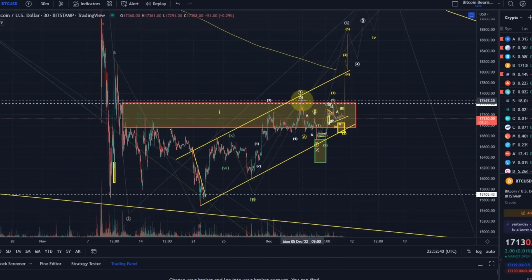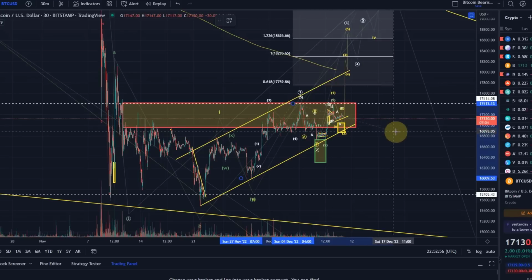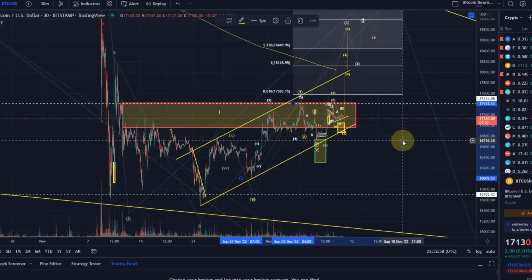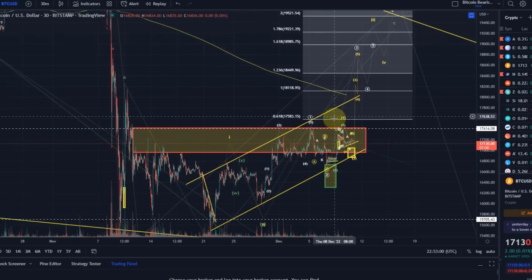So wave 1 up, wave 2 down, and wave 3 would be following. Wave 3 is most likely the most bullish wave in this uptrend. I can assume that by taking a look at the expected target. The target for wave 3 is normally the 1.618 extension as a minimum, and that would take us to $18,985.